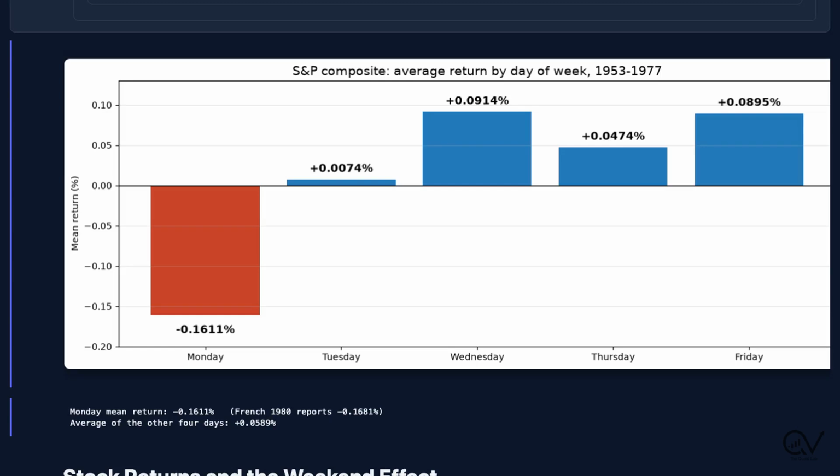Monday covers 3 calendar days, not 1. It should pay 3 times what Tuesday pays. Instead, from 1953 to 1977, the average Monday return was minus 0.16%. Negative. Every 5-year block. Here's why.